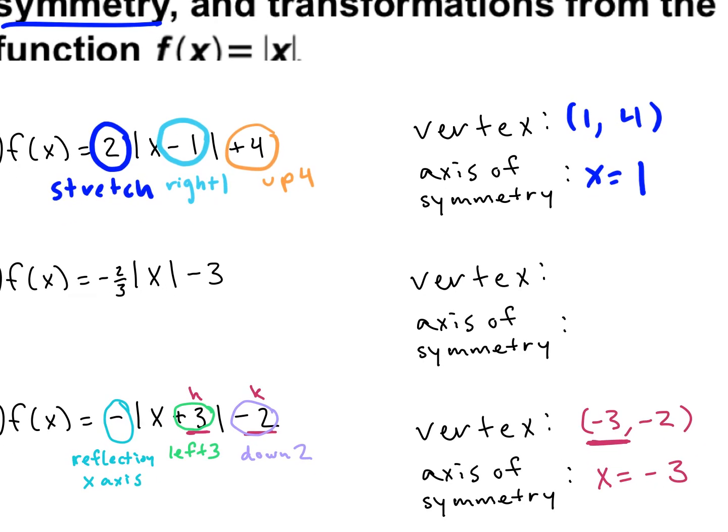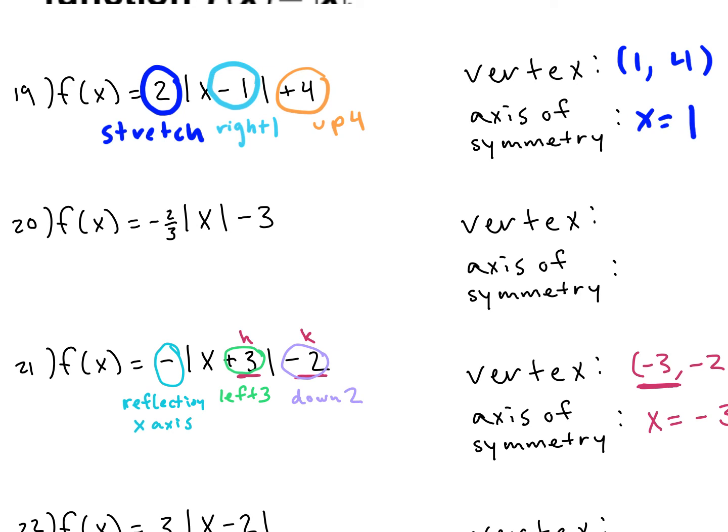Let's look at 20. So first I need to find my vertex. What am I adding on the inside of my absolute value bars? 0. So since I'm not adding anything on the inside, my first number is 0. And then what am I adding on the outside? Negative 3. So then what's my axis of symmetry? x equals 0. It's always, always, always that first number.